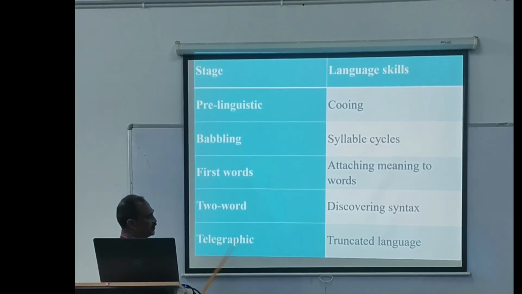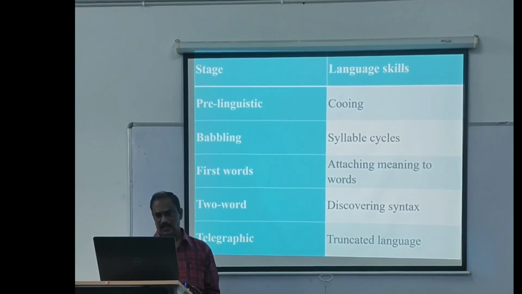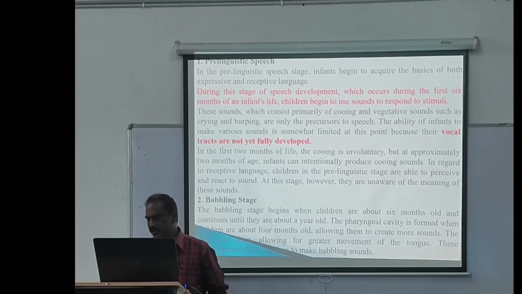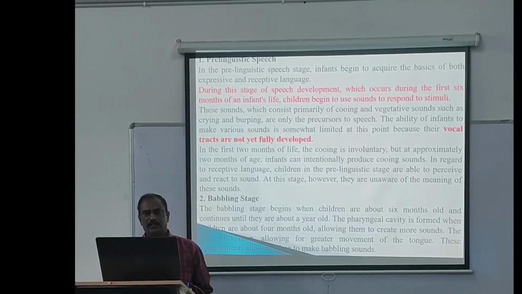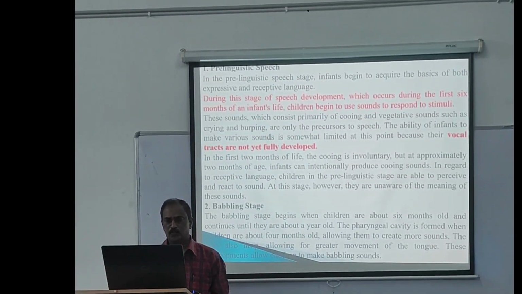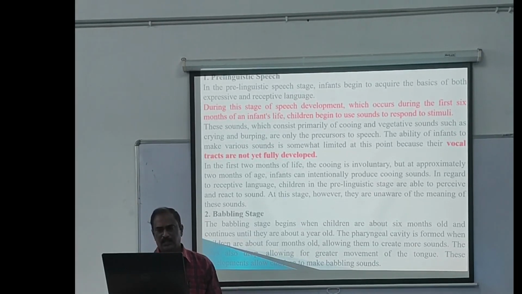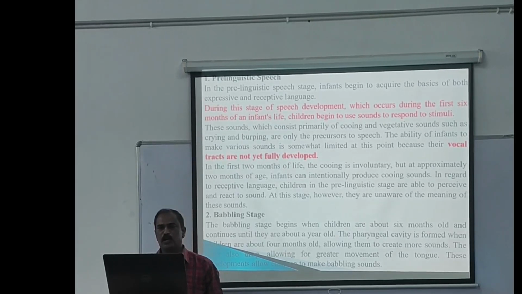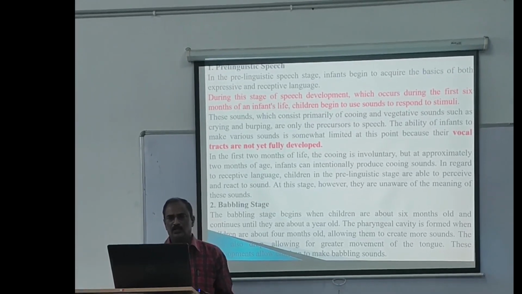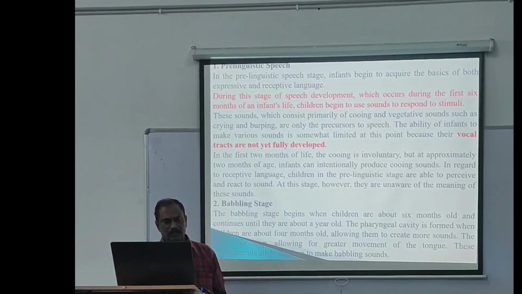In the telegraphic stage, the child truncates the language. In the pre-linguistic speech stage, the infant begins to acquire the basics of both expressive and receptive language. During this stage of speech development, which occurs during the first 6 months of an infant's life, children begin to use sounds to respond to stimuli. I will show the picture so you will understand better. So the first 6 months we call pre-linguistic speech, and then we come to the babbling stage.